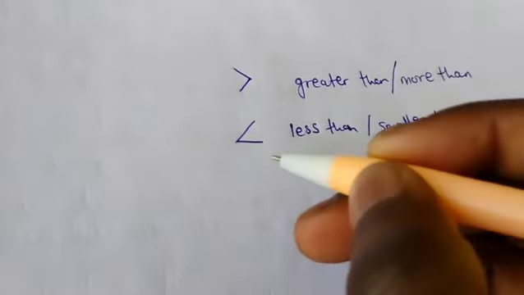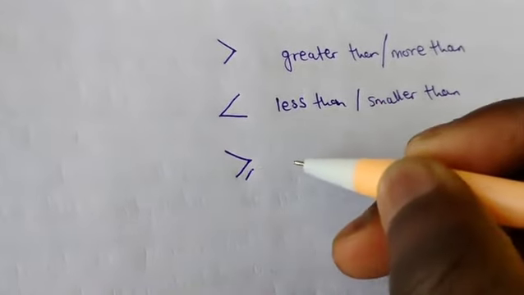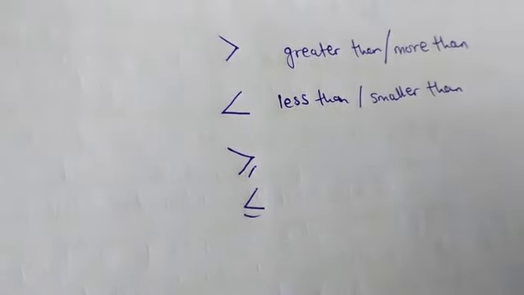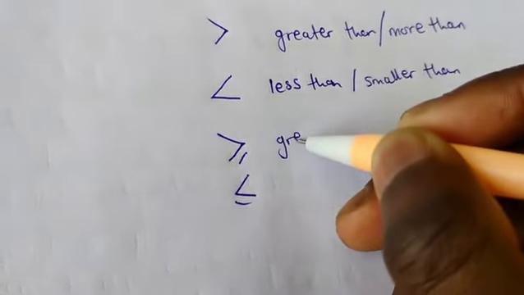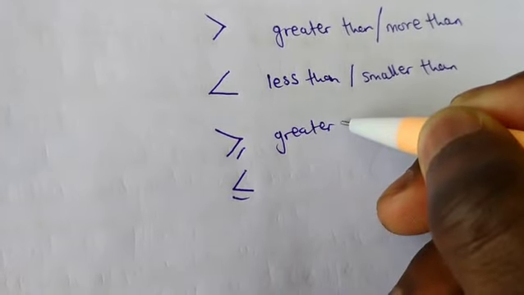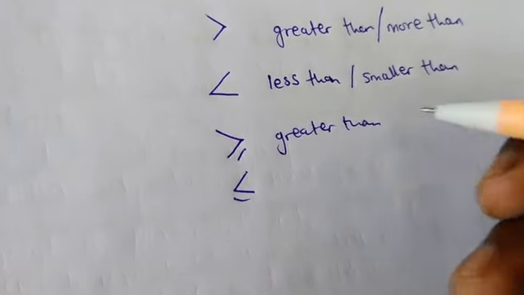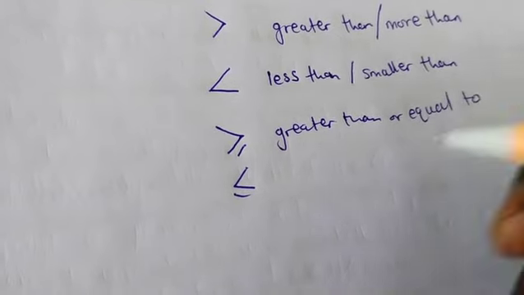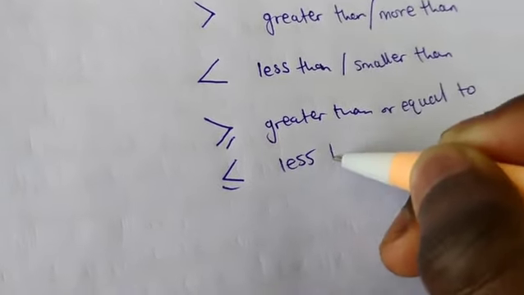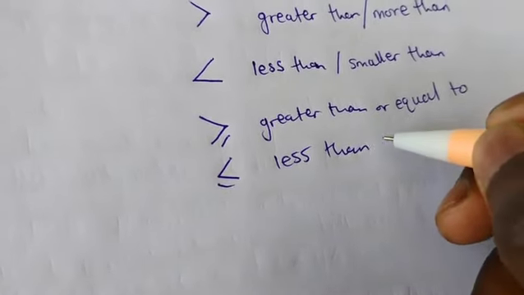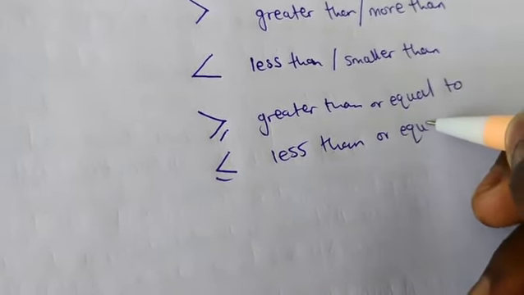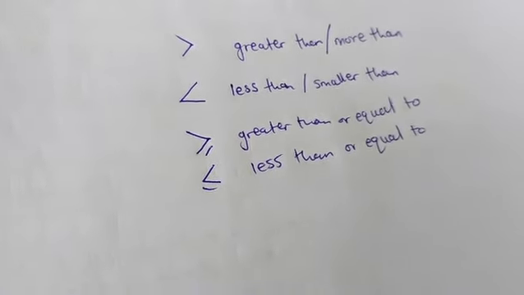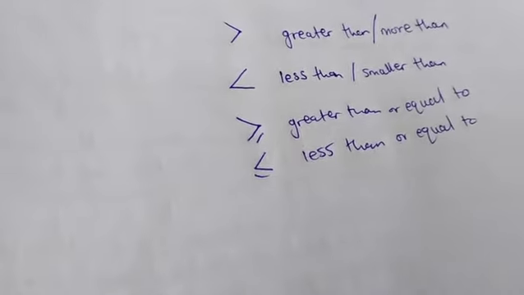Or we can have greater than or equal to, less than or equal to. Greater than or equal to. We can have less than or equal to. Right? So that is part of inequalities.